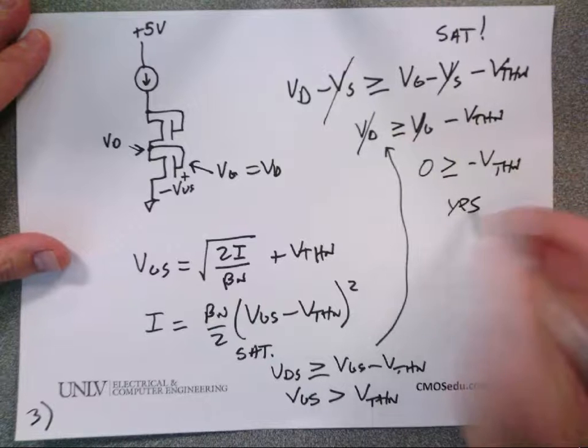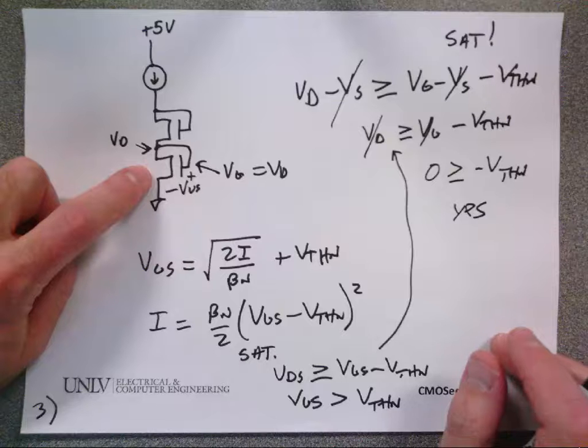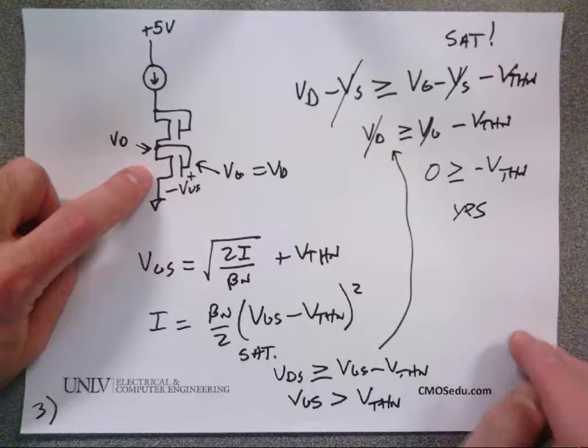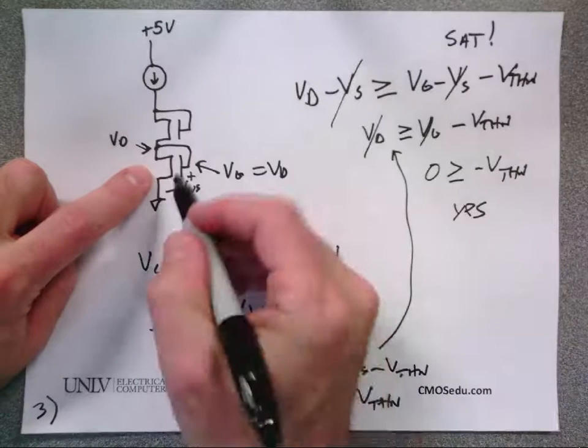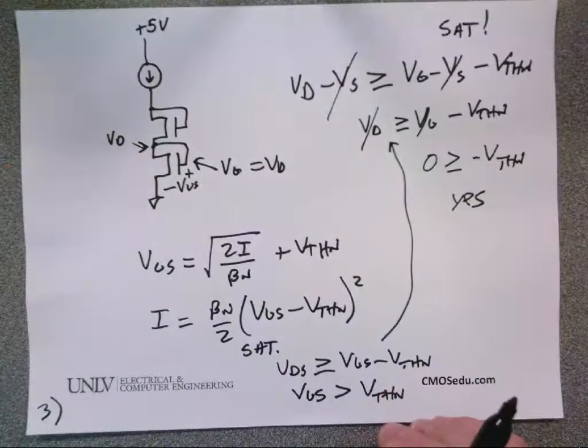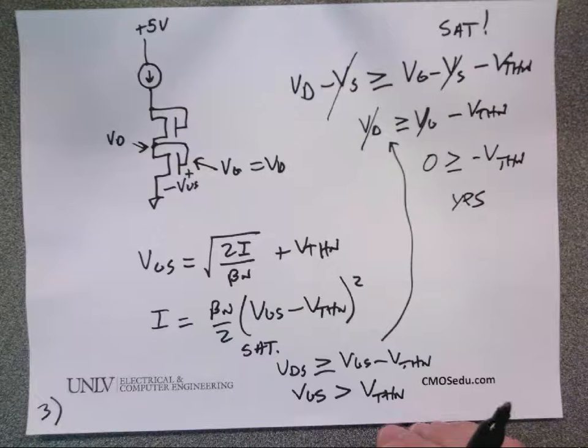Yes, so whenever I see a gate drain connected transistor and current is flowing through it, I know it's got to be in saturation, operating in saturation. You're going to use that the rest of the semester, all right? So when you see gate drain connected and a current flowing, you think saturation. Questions?